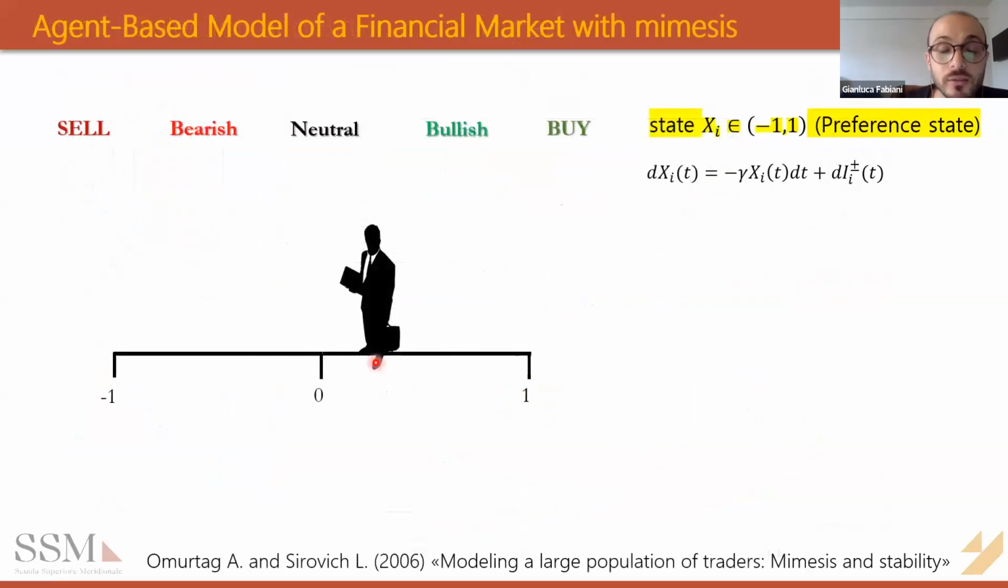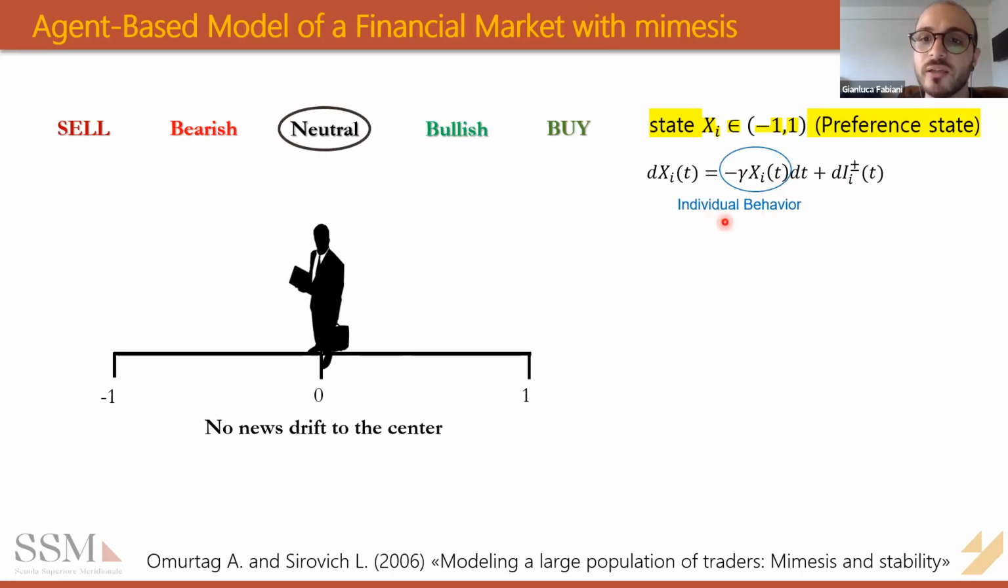So let's look to the second example. We have an agent-based model in finance. Each agent is described by a state variable that is a preference state, a real value between -1 and 1. And this is the equation that describes the agent. And there are news from the market that came.